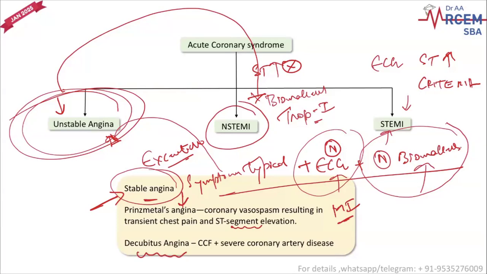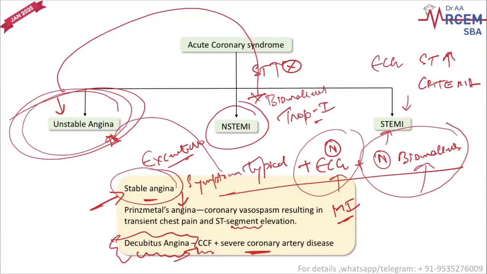Decubitus angina is very typically seen in severe heart failure, that is congestive cardiac failure, also known as heart failure patients. This severe heart failure is mainly because of severe coronary heart disease. Whenever they try to lie down flat, at that point of time they get this very typical angina kind of pain. When they sit up, it disappears. That is known as decubitus angina.